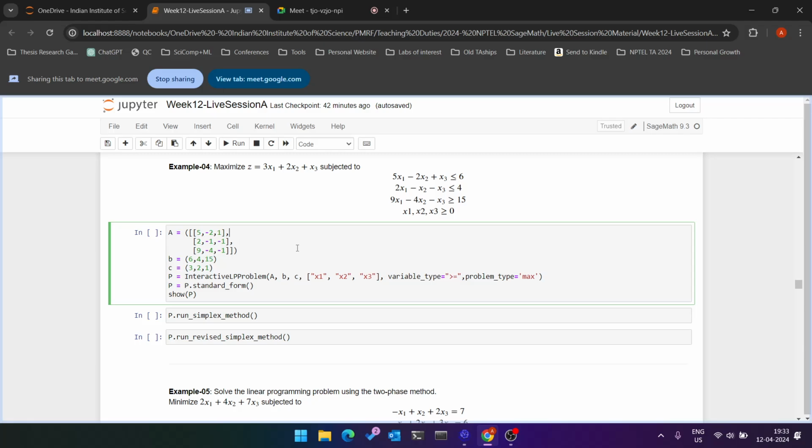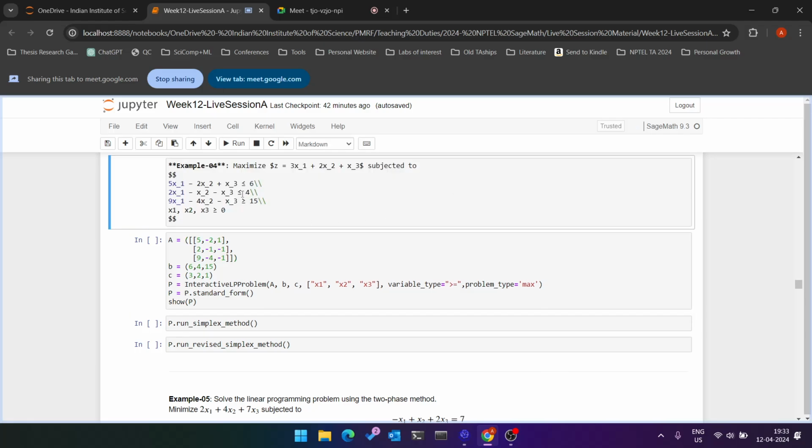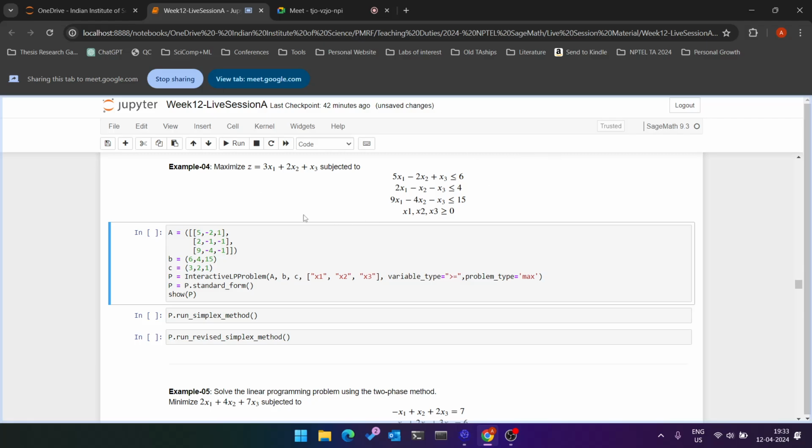Again, we write down our problem using the interactive LPP problem. So first we write down the coefficients. And this is the other way around. All three inequalities I've chosen to be less or equal to, meaning all three are converted to equalities using three different slack variables.